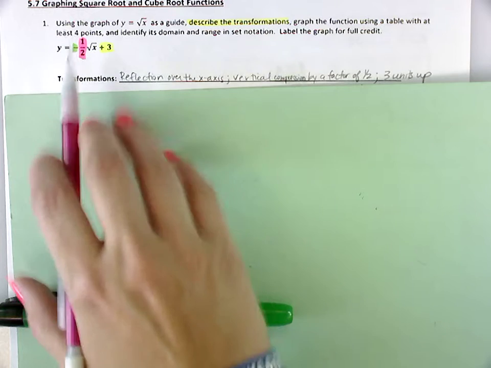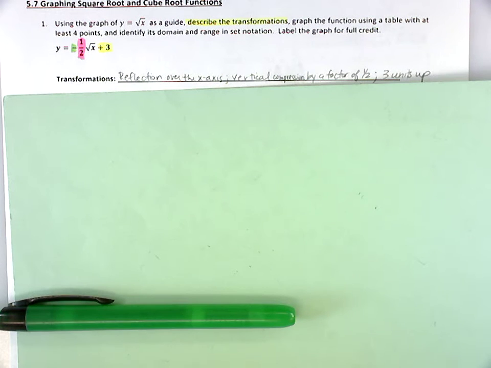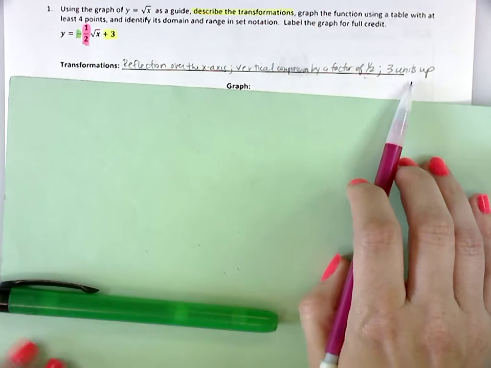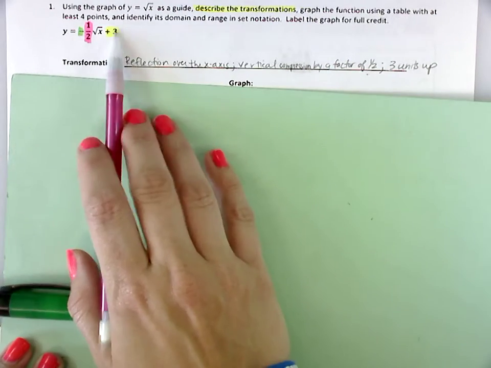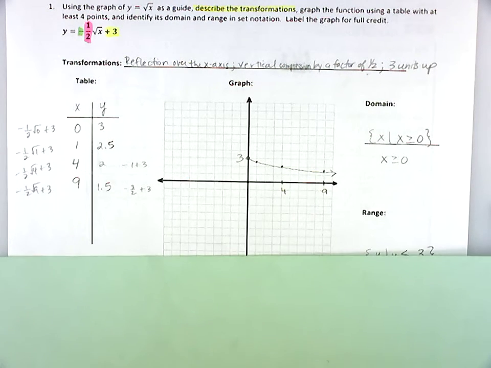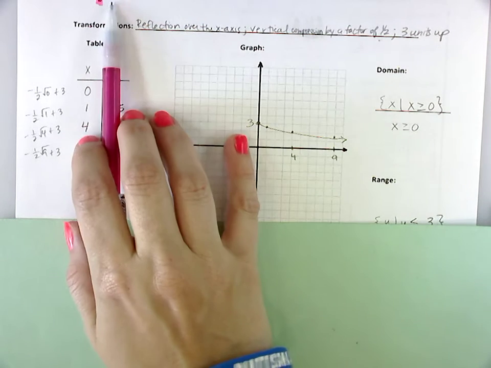And it is vertical because, again, it's on the outside. If it was inside with the X, do you guys? Yeah, good, horizontal. And then the +3 is on the outside, so that would be up. What if the +3 was underneath the radical? Yes, good, very good.